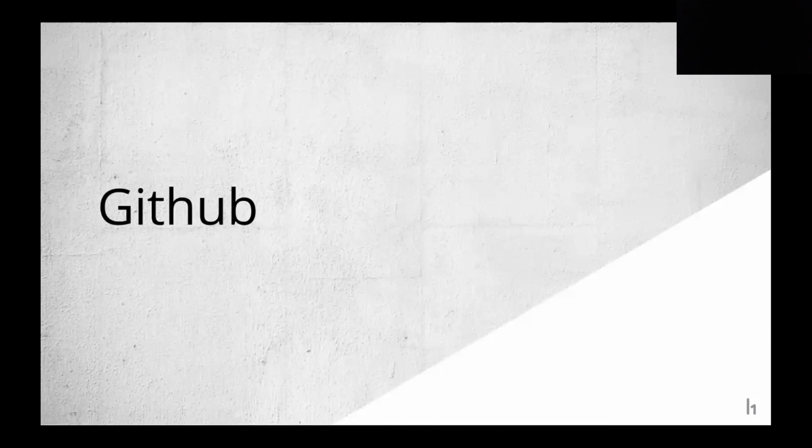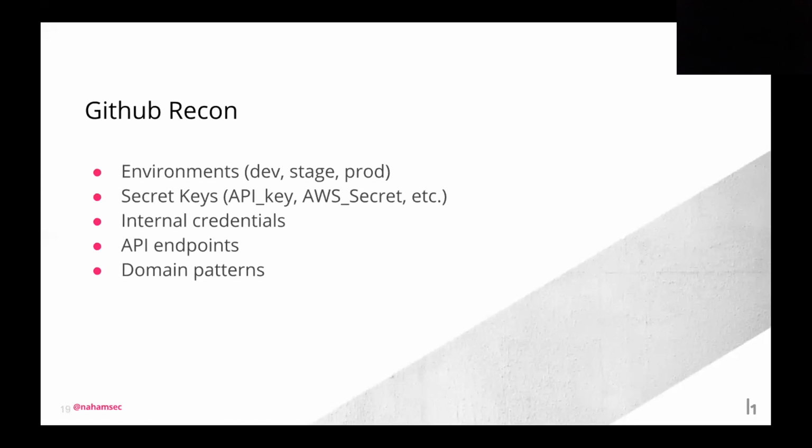So, talking about GitHub. GitHub is another tool that I use a lot throughout my work. I think I spend more time on GitHub than actually hacking a program when it launches, and that's because you can find a ton of stuff that could help you find some really good bugs. One of them, again, I love patterns, is environments. You can find how they're naming their environments. This has helped me numerous times to find staging domains that have fewer limitations, and you can actually escalate your bugs.